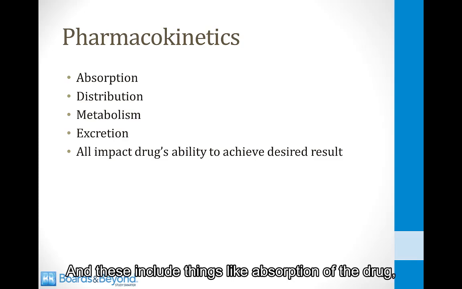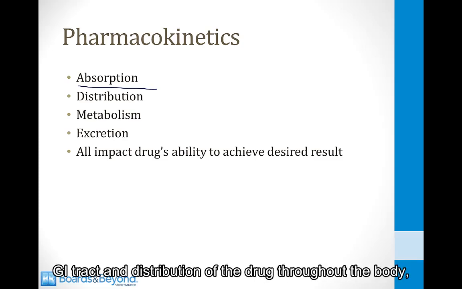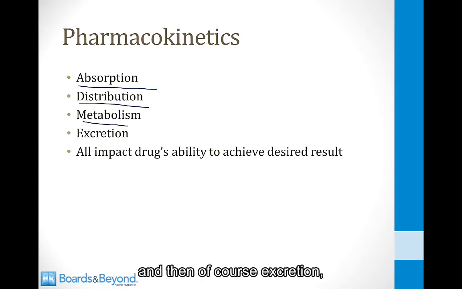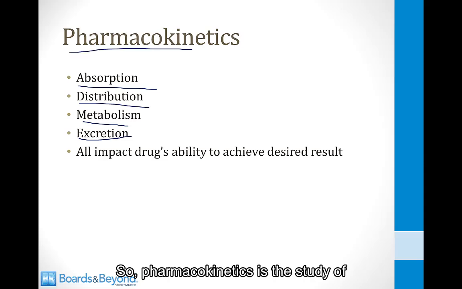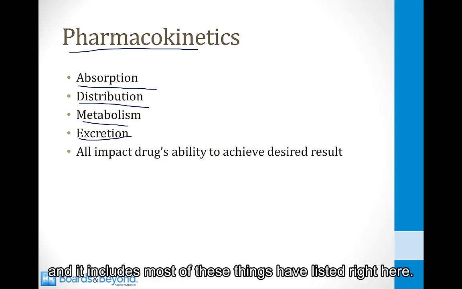And these include things like absorption of the drug from the GI tract and distribution of the drug throughout the body, metabolism by organs like the liver, and then, of course, excretion. All of these things impact the drug's ability to achieve the desired result. So pharmacokinetics is the study of how drugs move through the body, and that's what we're going to talk about in this module, and it includes most of these things I've listed right here.